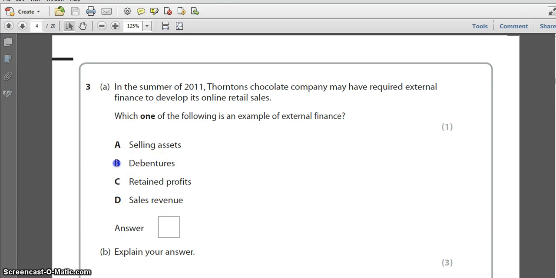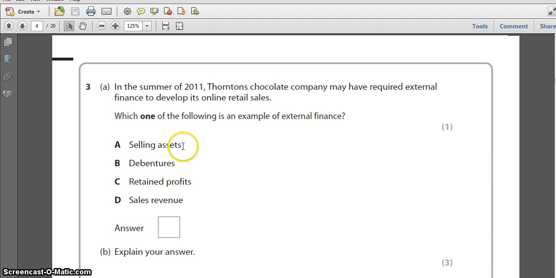The answer has surely got to be B, a debenture. So I define external finance. External finance is when a business receives funds from outside of the company. A debenture is a long-term loan that can be bought and sold like shares. That's my 3rd mark.